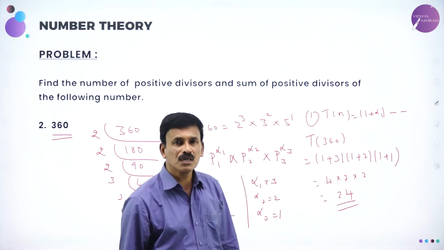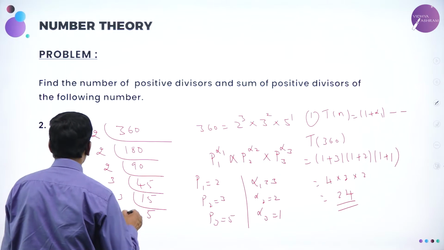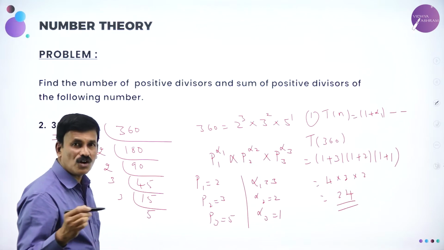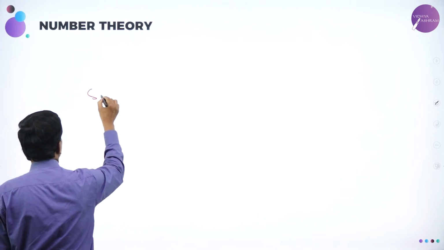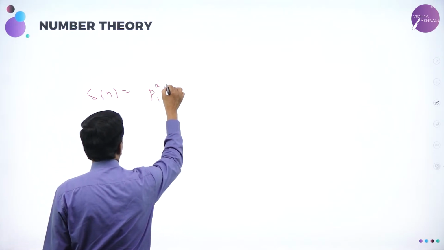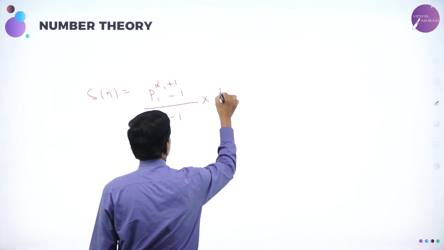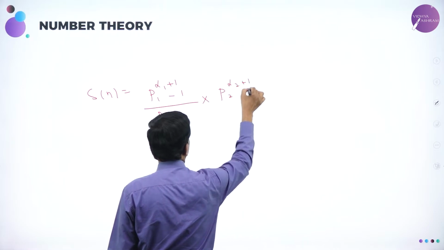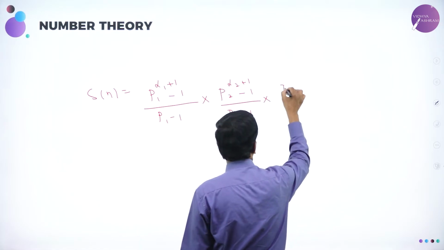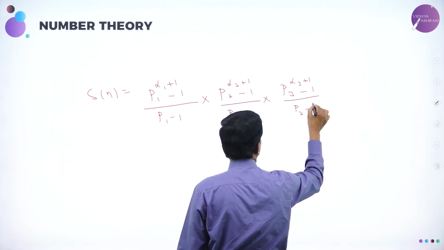Now, let us come to the next concept, that is the sum of these positive divisors. What is the formula for the sum of positive divisors? To find the sum of all positive divisors, S of n is equal to P1 to the power of alpha 1 plus 1 minus 1 divided by P1 minus 1, into P2 to the power of alpha 2 plus 1 minus 1 divided by P2 minus 1, into P3 to the power of alpha 3 plus 1 minus 1 divided by P3 minus 1.